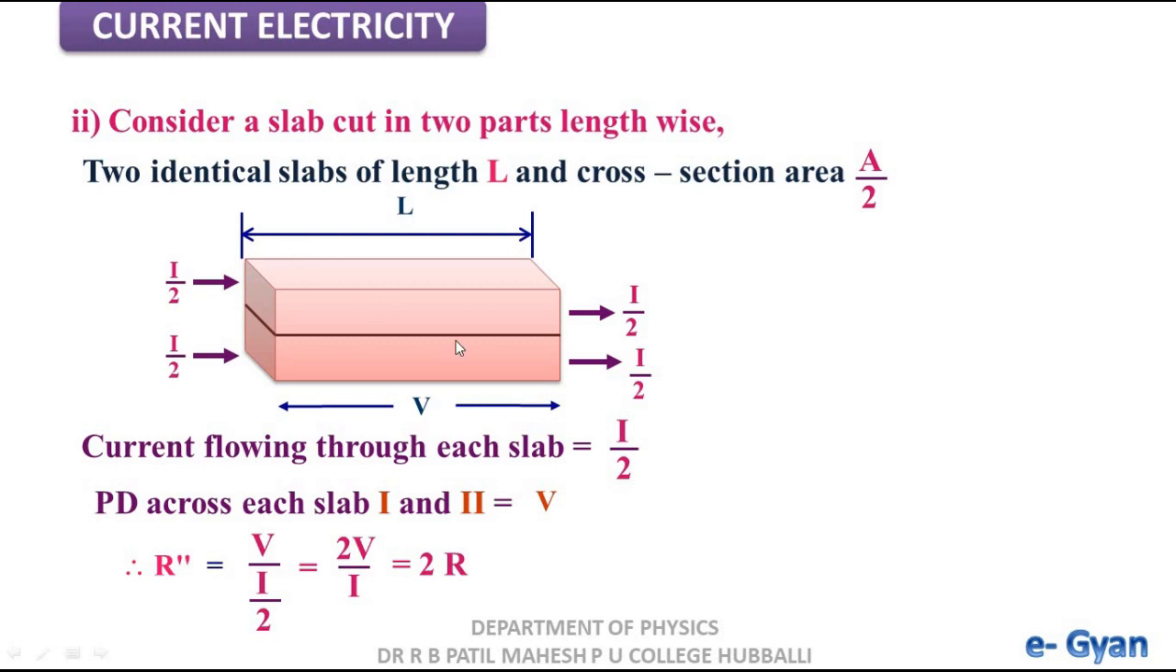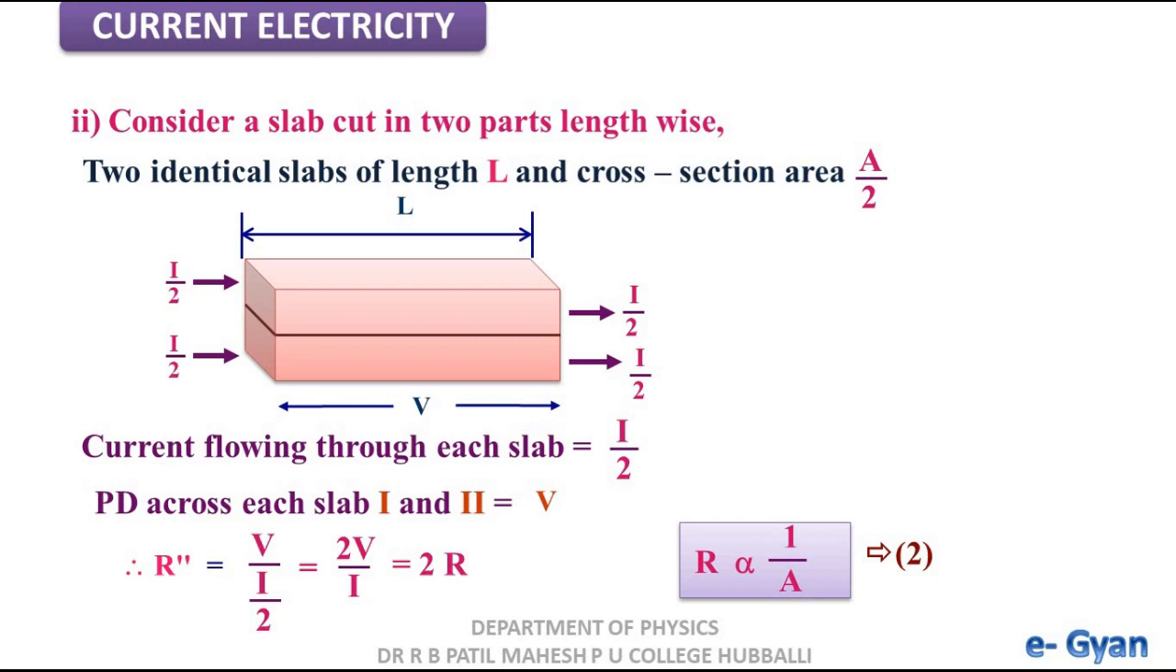Hence, how are these two related? They are inversely proportional to each other. R is inversely proportional to A. Okay, let this equation be 2. Now let me tell the significance of both.